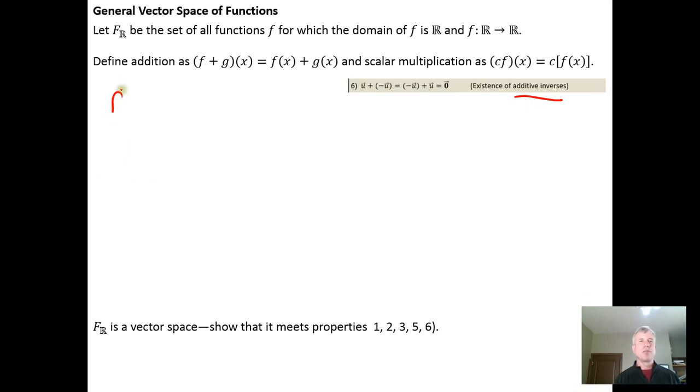And then property 6 says, prove that the additive inverses exist. So all we need to do is consider the function, let's call him h of x, that equals the opposite of f of x.